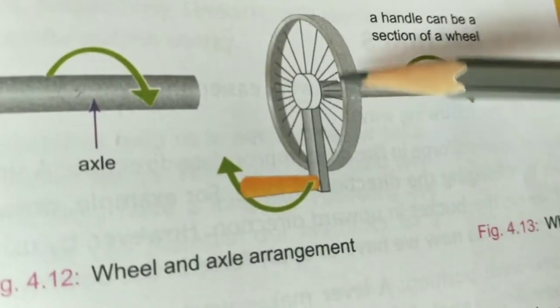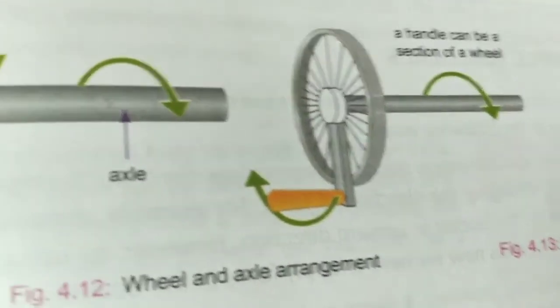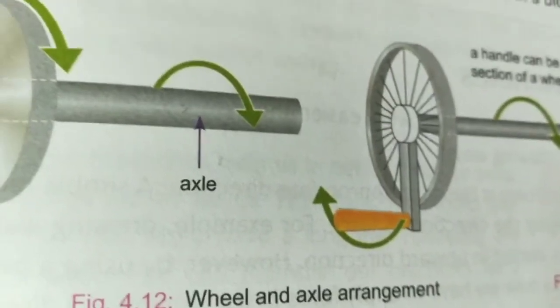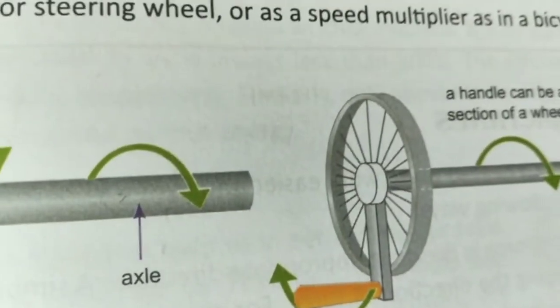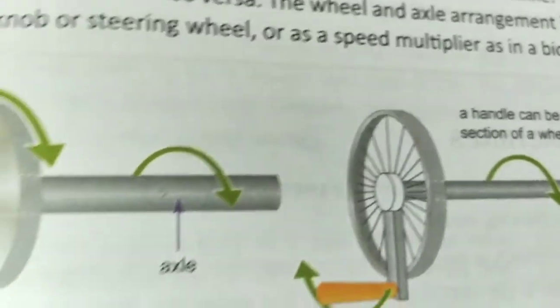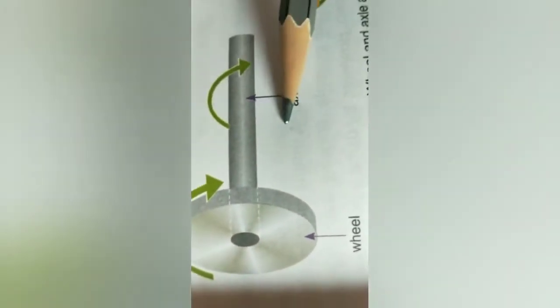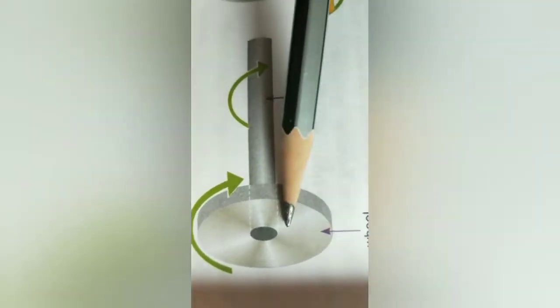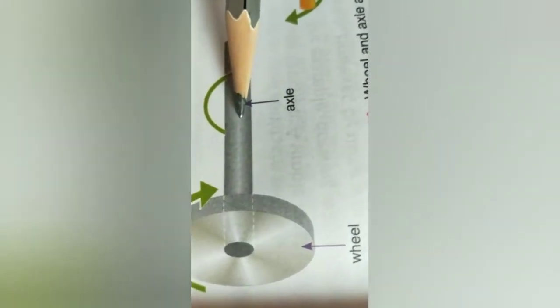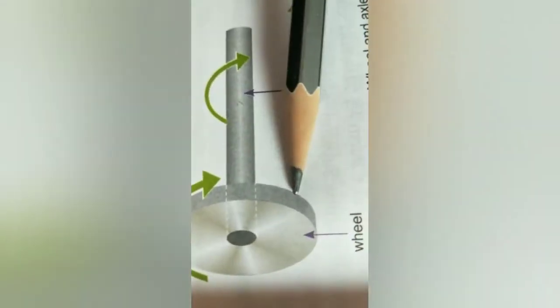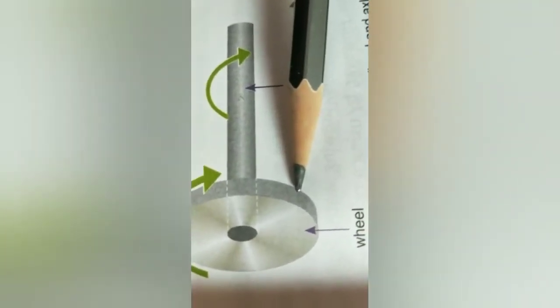You see here, the steering wheel in a car is also an example of a wheel and axle arrangement. The mechanical advantage of this wheel and axle is the ratio of the radius of the wheel to the radius of the axle.